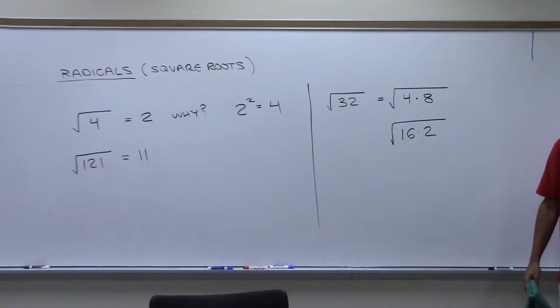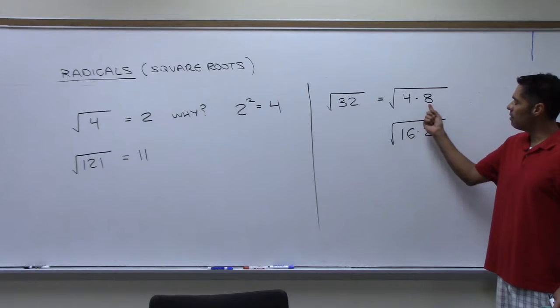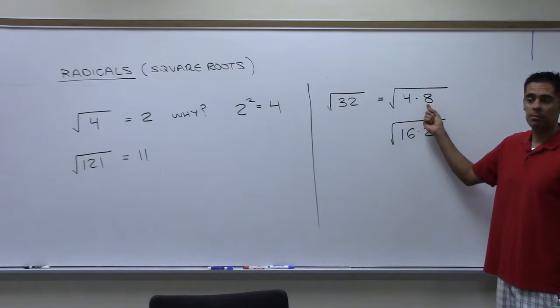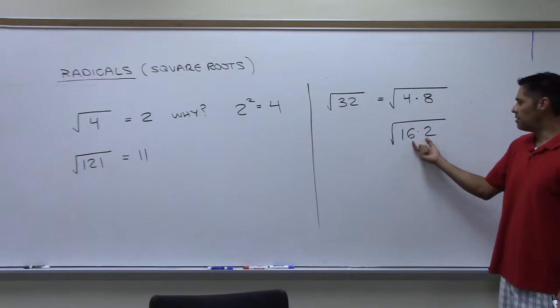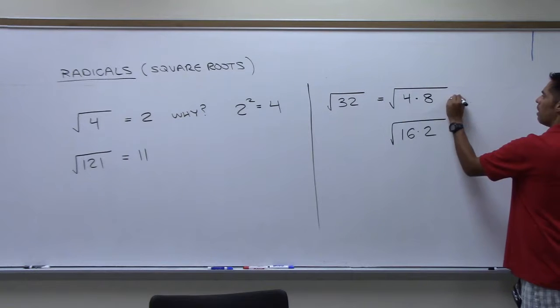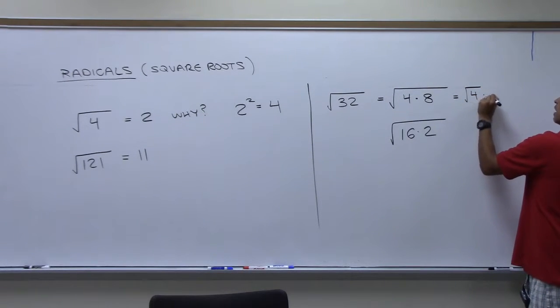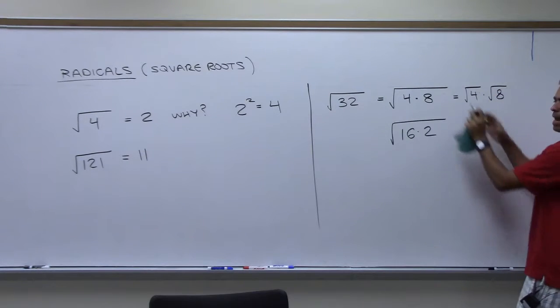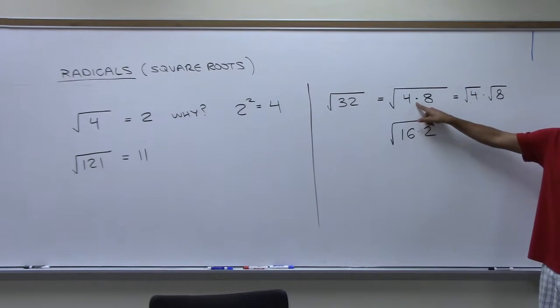Do you agree? So when you look at these, is either one of these a perfect square? Yes, 4 is a perfect square, isn't it? Or is either one of these a perfect square? Yeah, 16. So in both of these cases, we could do the following. We could rewrite this as root 4 times root 8. That's using a property of radicals that allows you to split them up, as long as this is multiplication, you can do this.